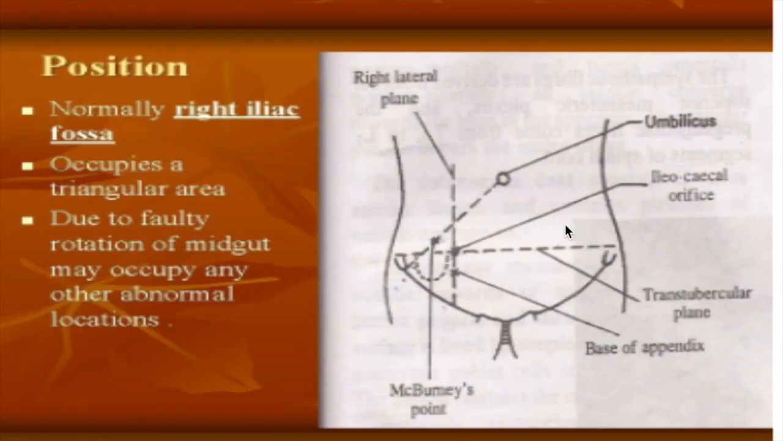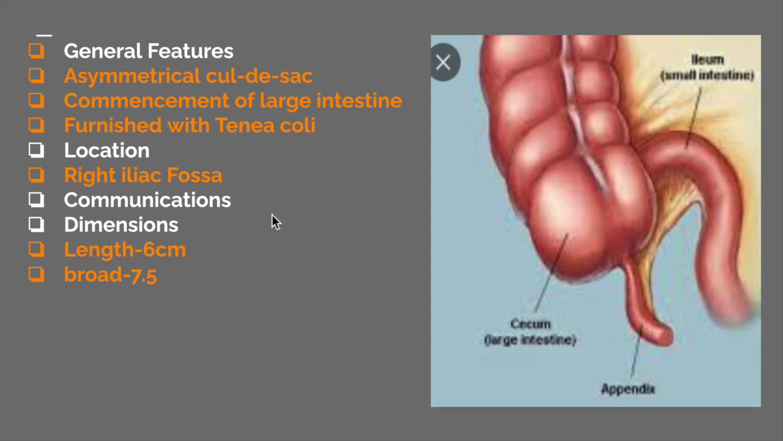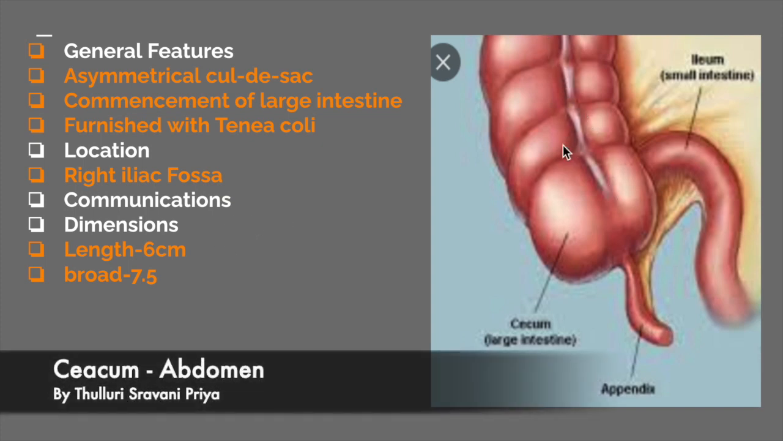You can see in this image, this is the outline of the Caecum. It is located in the right iliac fossa. See here, this is the anterior iliac spine and this is the pubic tubercle. This is the inguinal ligament. This is the right iliac fossa. Communications: above, it is communicated with the ascending colon. Medially, it is communicated with the ileum.